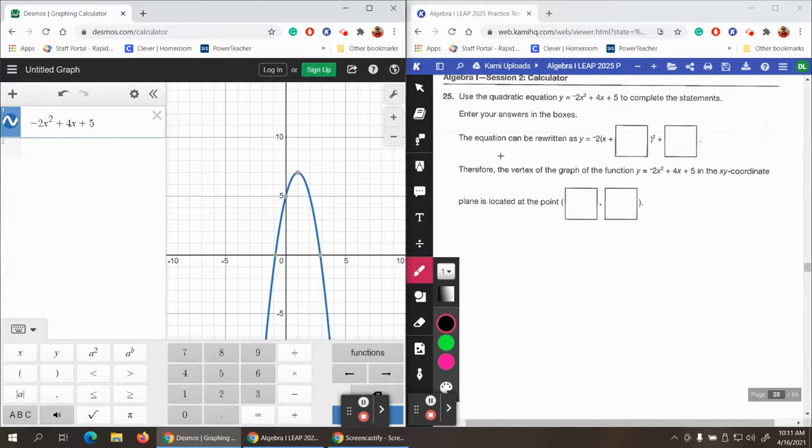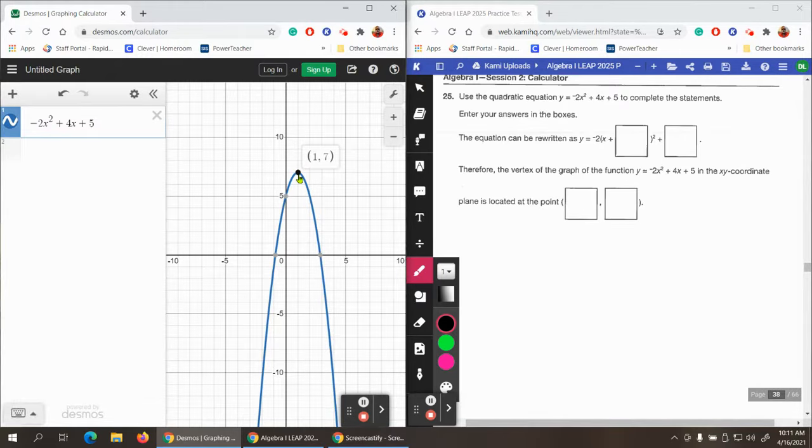Okay. Can be rewritten as the equation of negative 2x plus what, parentheses 2 plus what. Therefore, the vertex of the graph is this. Oh, well, at least we already did that. We got the vertex. The vertex is right there, 1, 7, in Desmos, right? 1, 7. We got that one.